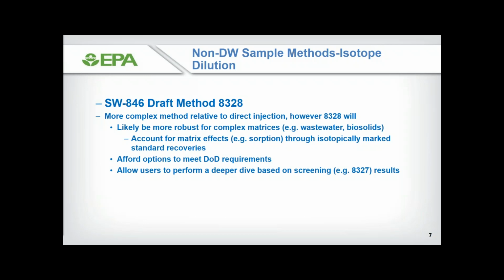In addition to method 8327, we're looking to validate a draft method 8328. This is a more complex method relative to direct injection. However, it will be most likely more robust for complex matrices such as wastewater and biosolids. It accounts for matrix effects. It's an isotope dilution method. It affords options to meet DoD requirements.